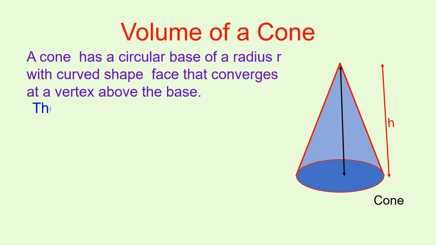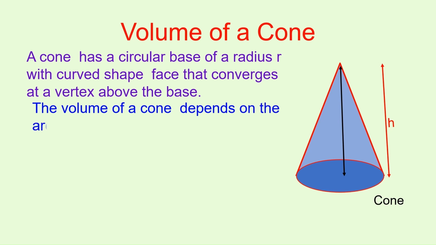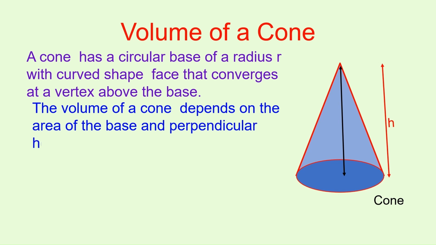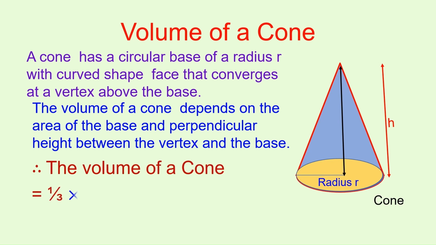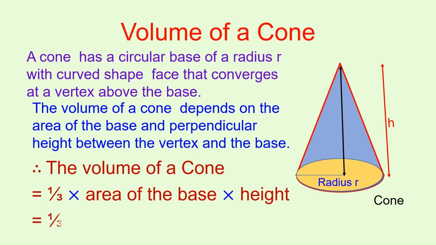A cone has a circular base of a radius r, with curved shaped face that converges at a vertex above the base. The volume of a cone depends on the area of the base and perpendicular height between the vertex and the base. Therefore, the volume of a cone equals 1/3 times area of the base times height, equals 1/3 times pi times r squared times h.